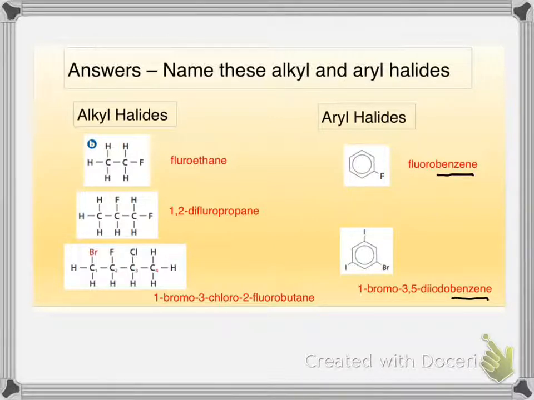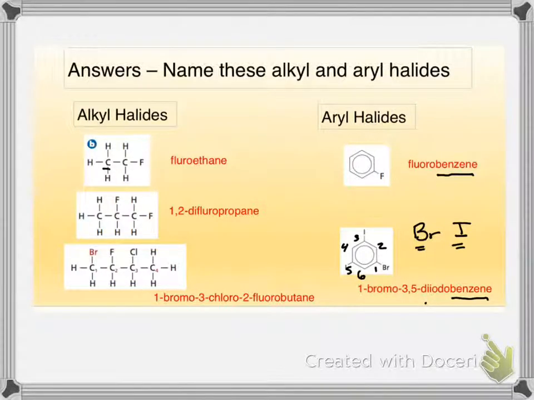Now we're going to number from the Br. So 1, 2, 3, 4, 5, 6. If you're wondering why we numbered from the Br and not from the I, it's because of alphabetical order. So because Br is before I in the alphabet, we start with Br. So it's 1-bromo-3,5-diiodobenzene.